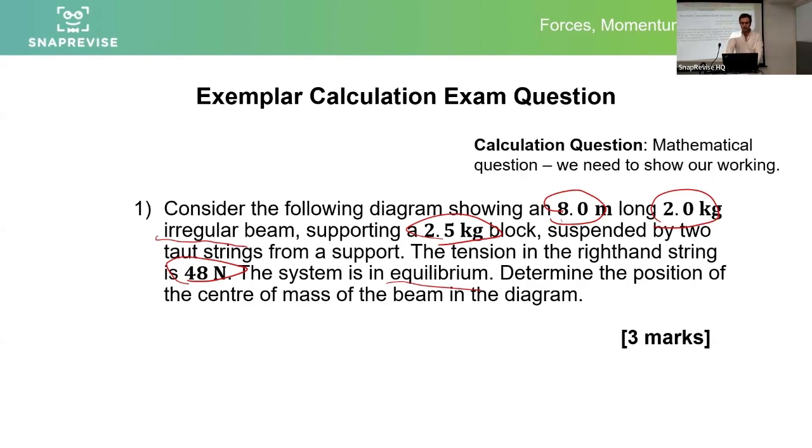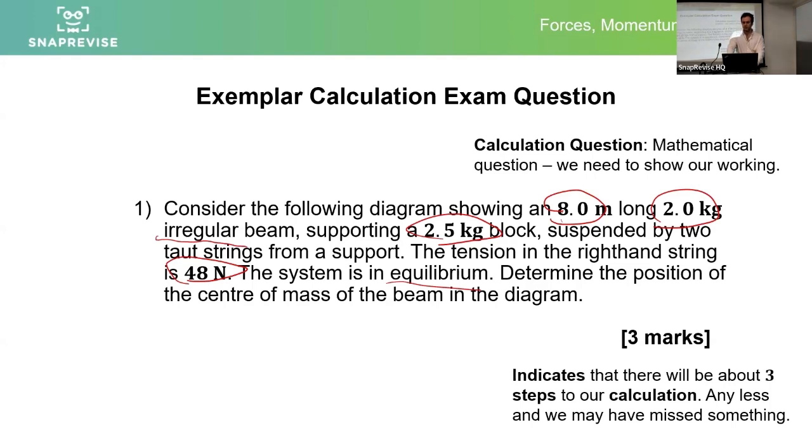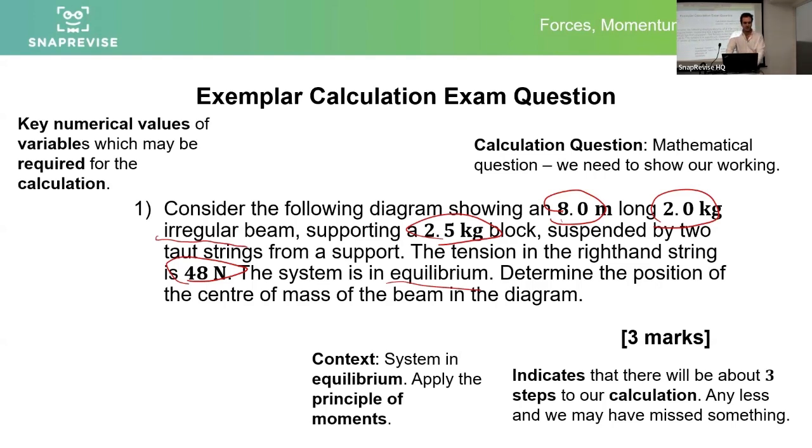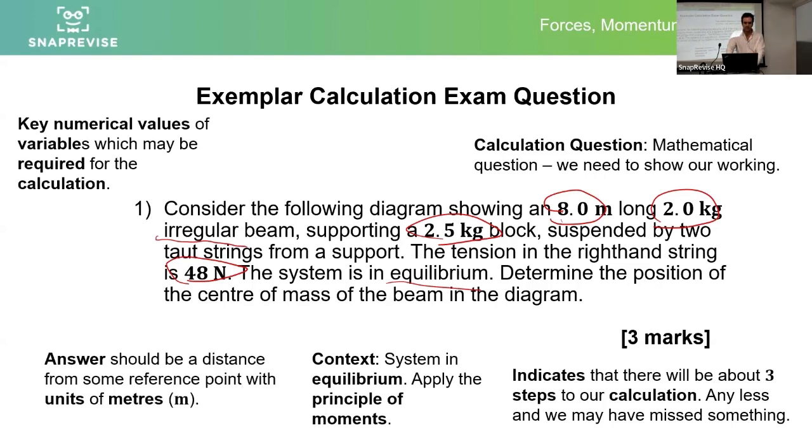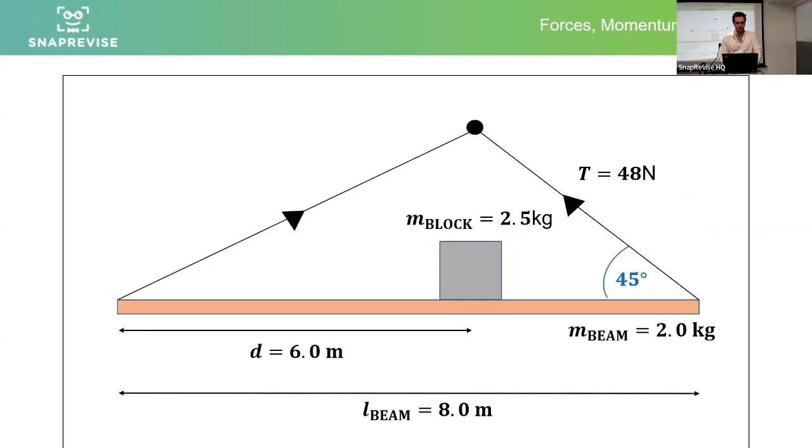Okay, this is a calculation question. We're looking for a numerical answer, 3 marks. So roughly about 3 steps in our calculation. Context is equilibrium, and they give us some lovely numerical values. We're looking to determine the position of something, so your answer had better be in meters. We've provided a diagram. If the examiner doesn't provide a diagram, I recommend doing a quick jot. Always helps. So they tell us the length, 8 meters.